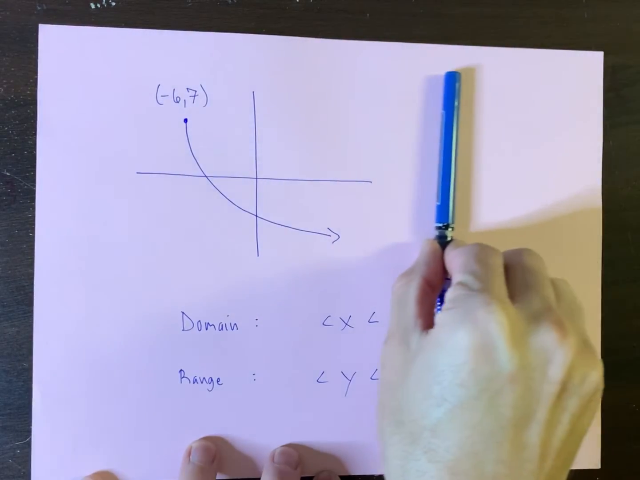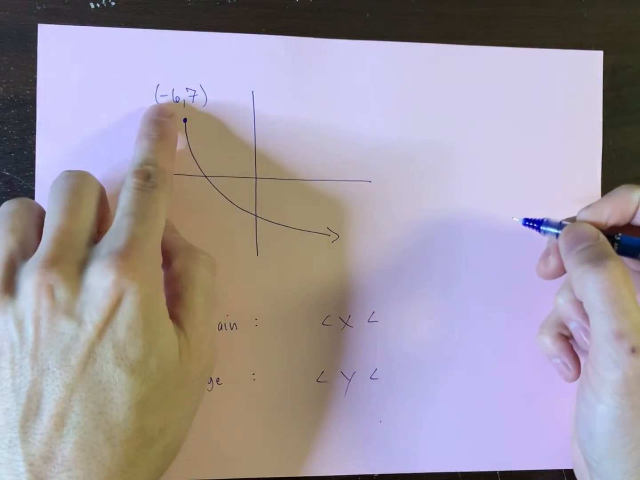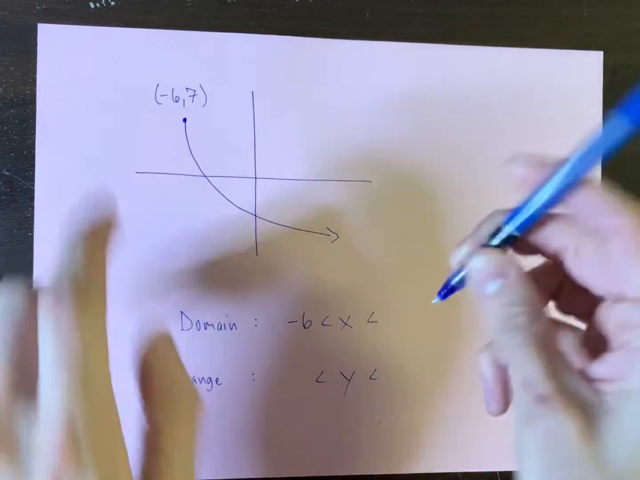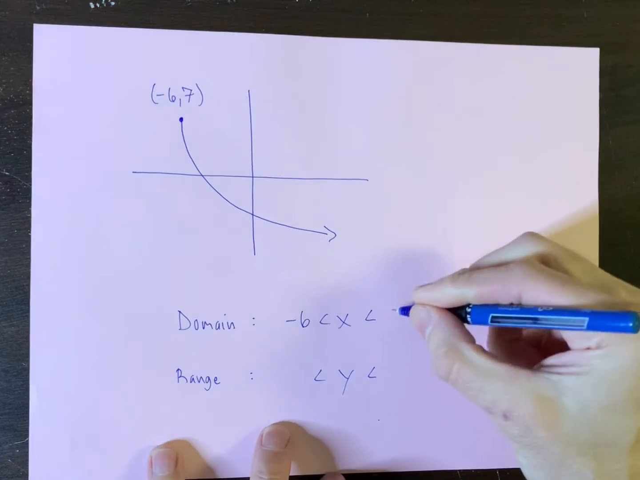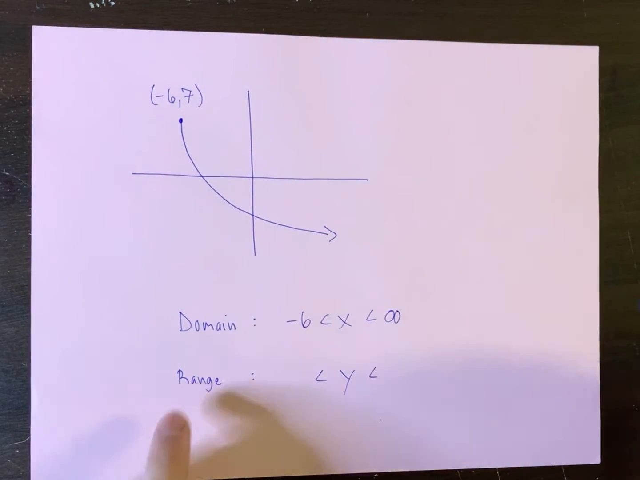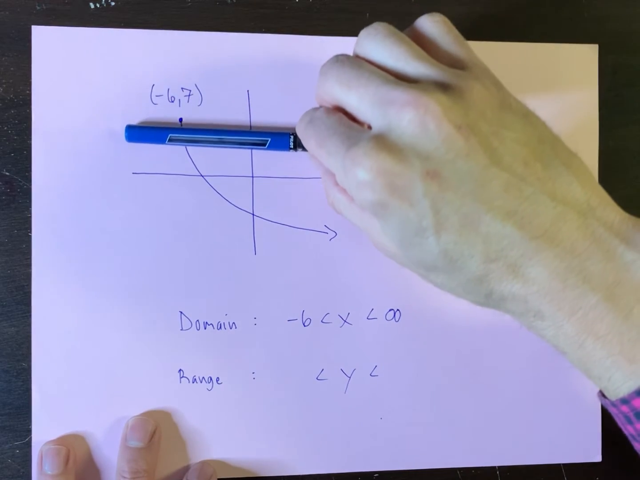How far to the left does the graph go? Boom, right there. And when we talk about domain, we take away the x coordinate, -6. How far to the right does the graph go? It goes to the right forever. So this is infinity. Now range. Range is lowest to highest, lowest to highest.